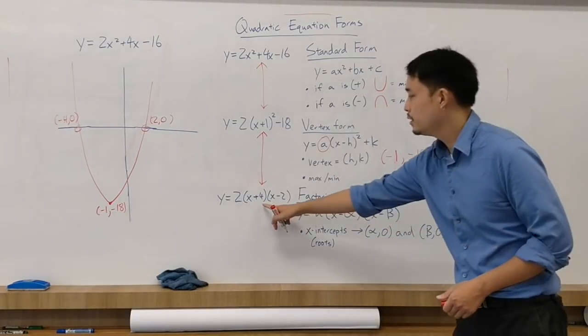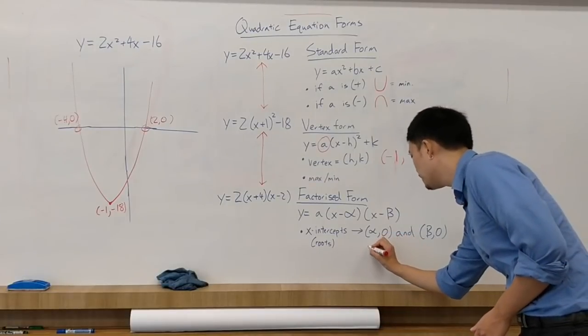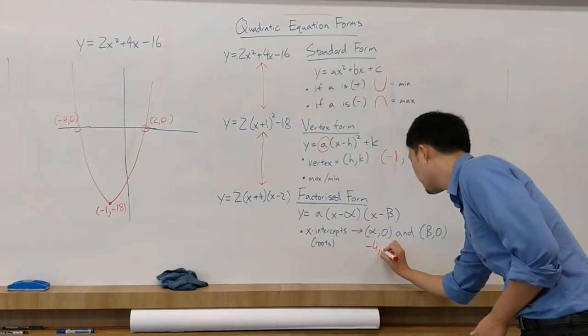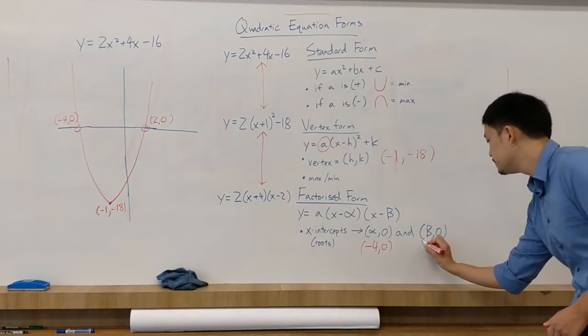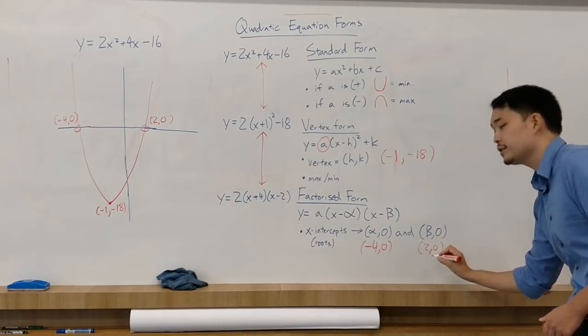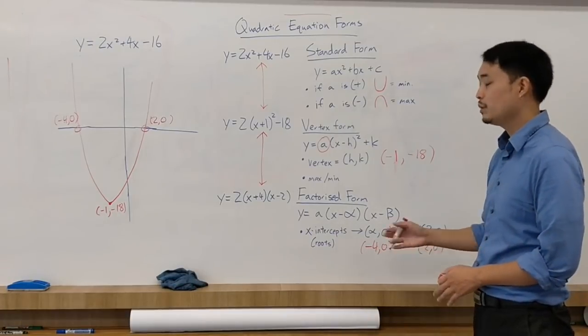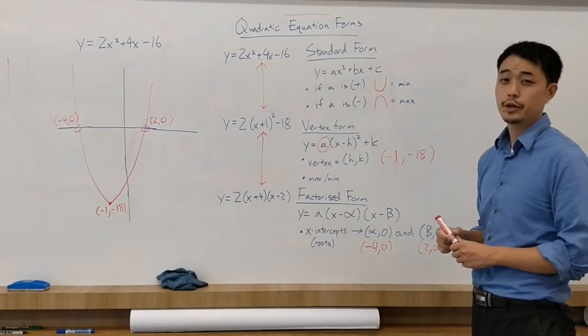In this case, when x is -4, and when x is equal to 2. Exactly how we've done it in the past when we factorize quadratic equations.